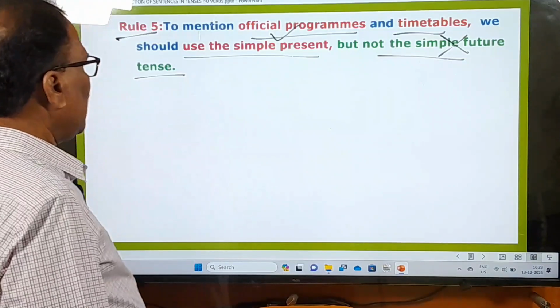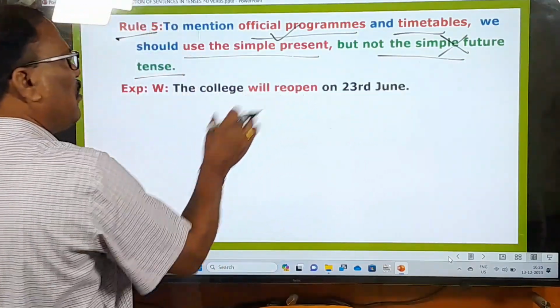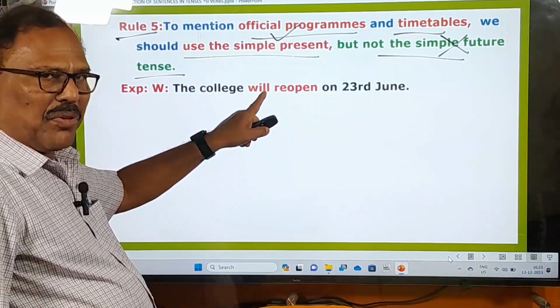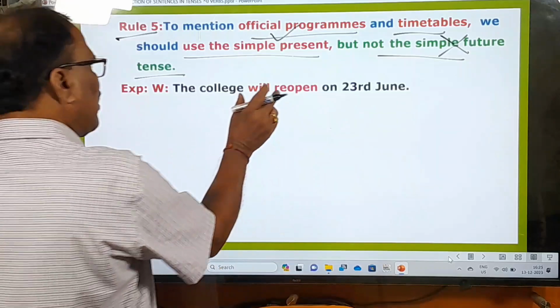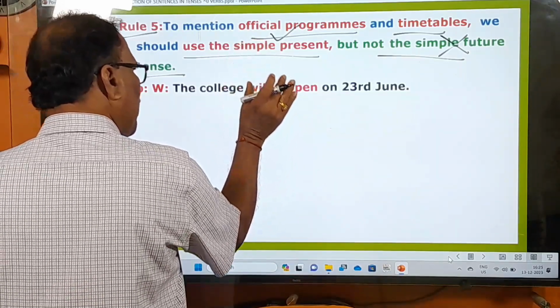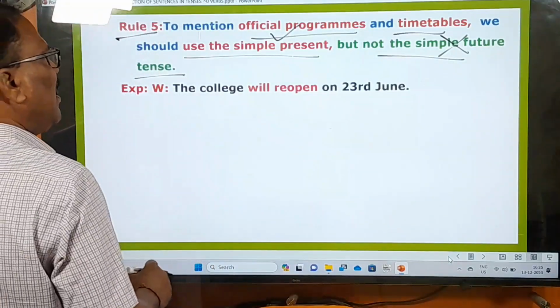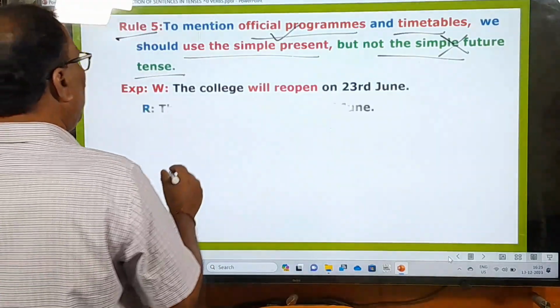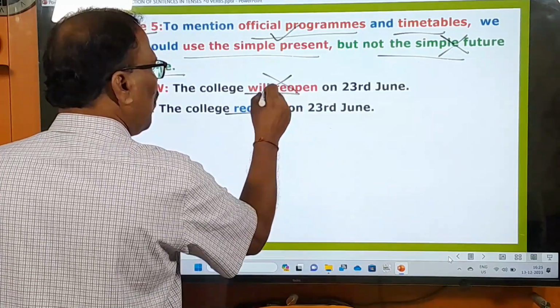So let us see certain official programs here. The college will reopen on 23rd June. So it is an official program, officially fixed one. And here you should not express this official program in the simple future, but only in the simple present. Here you pay attention: the college reopens on 23rd. Not will reopen, but reopens.